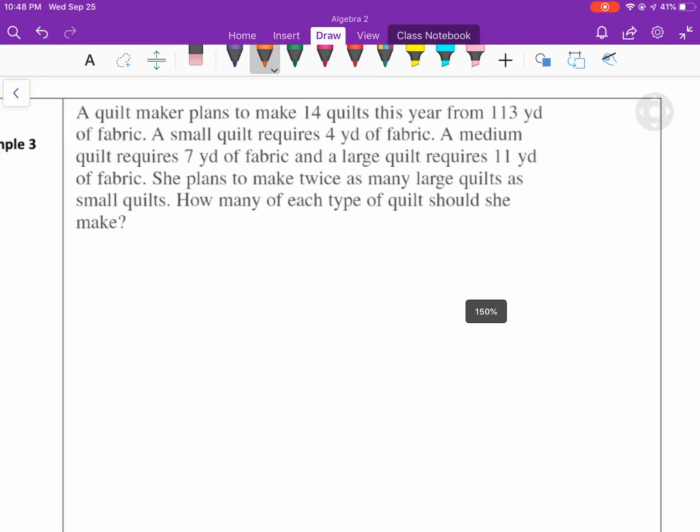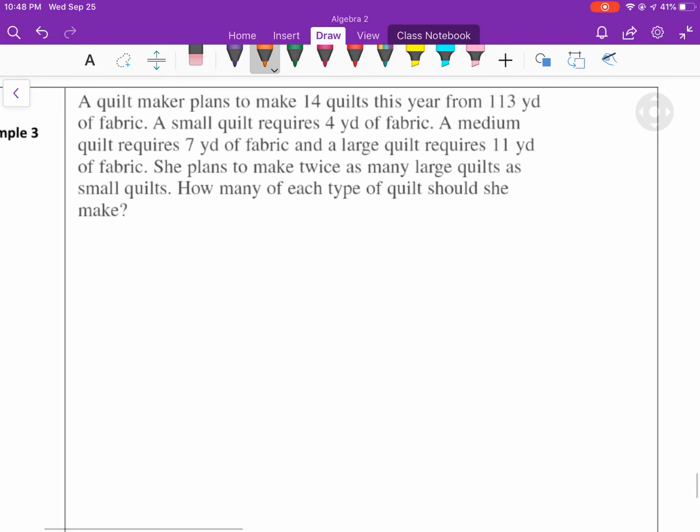Okay, so this one's back to 3 variables. A quilt maker plans to make 14 quilts this year from 113 yards of fabric. A small quilt requires 4 yards of fabric, a medium quilt requires 7 yards of fabric, and a large quilt requires 11 yards of fabric. She plans to make twice as many large quilts as small quilts. How many of each type of quilt should she make?